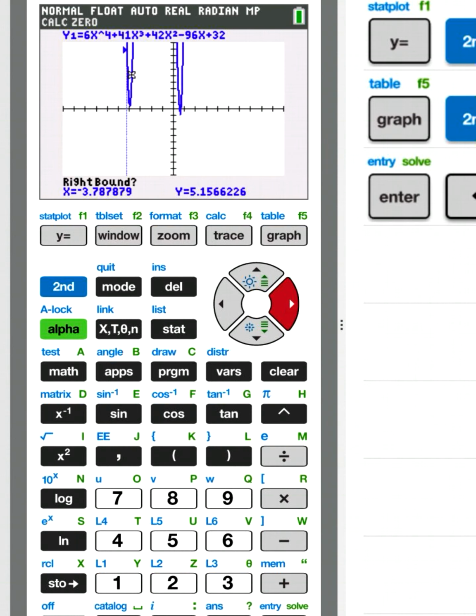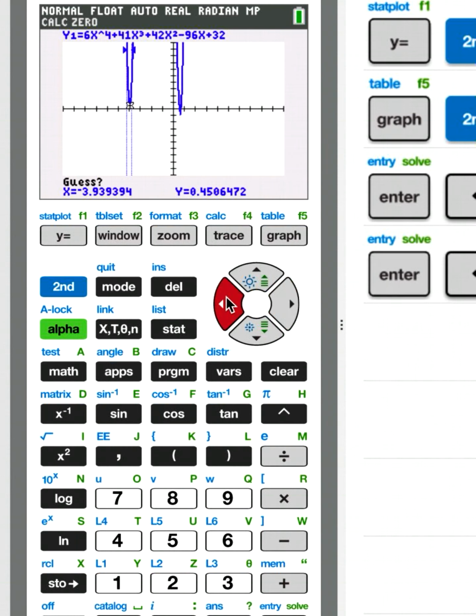I'm definitely to the right of the 0. Press enter there, and then guess. Calibrate it. Oh, look at that. We do have a 0 at when x is equal to -4. So that's what I'm going to use for my 0 to synthetically divide. And I'm going to use -4 not once, but twice, because it looks like there's 2 zeros there.